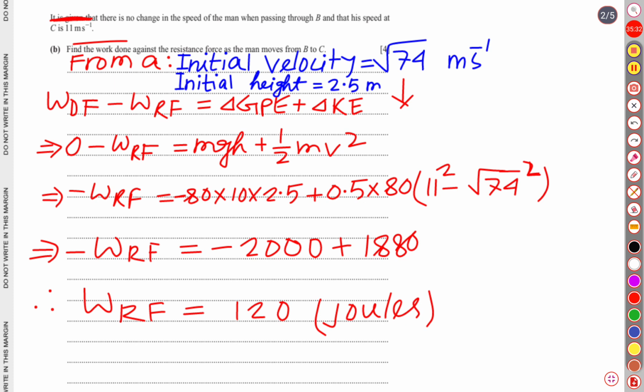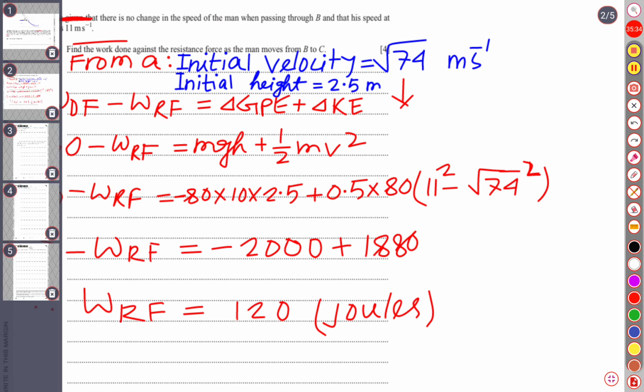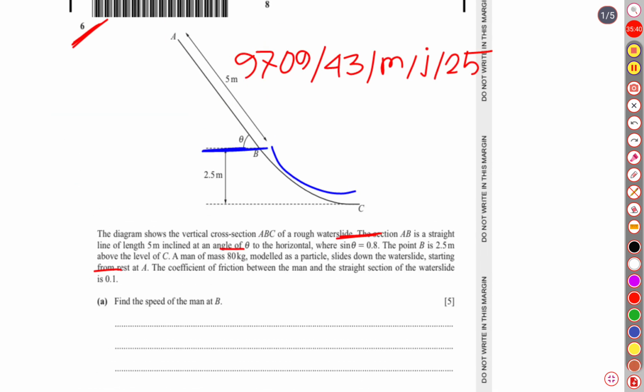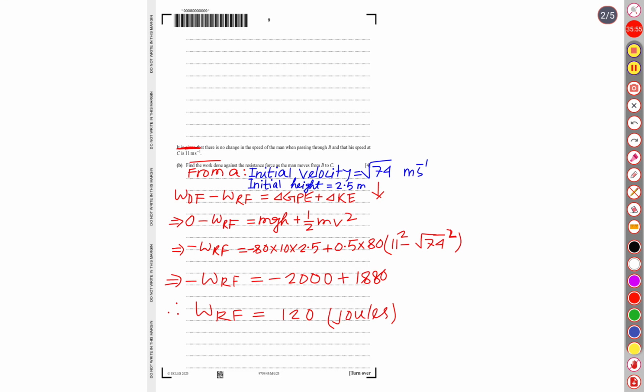And if you get confused with the negative symbol, look at this here. The person was at a higher place initially, he was moving downward, so height will be negative, and final height is 0 over here. And the initial velocity at this point was square root over 74. That's why we have utilized that information.